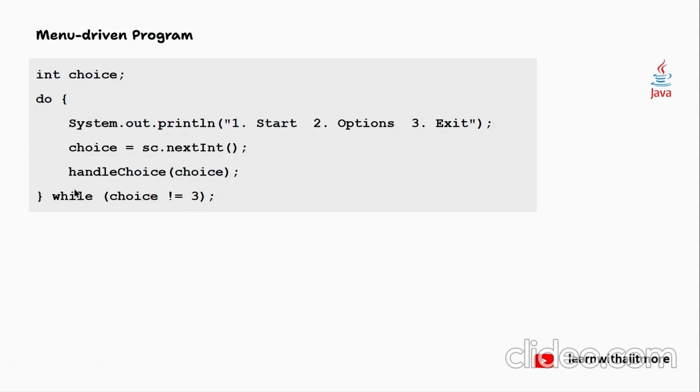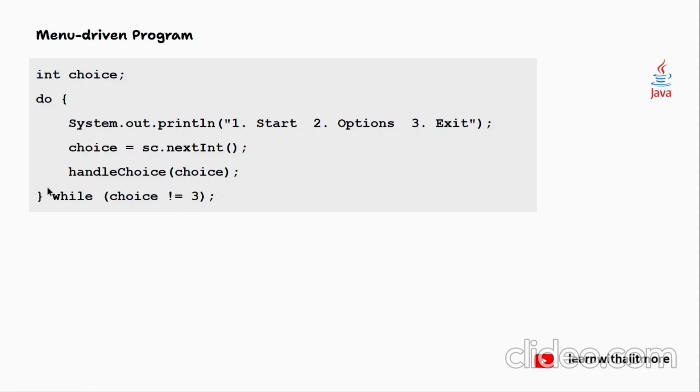Understanding? Okay. So the menu is printed, then you are accepting the choice through scanner object, sc.nextInt. That choice you are passing to some function which is handling that choice. Whatever choice you pass, based on that, it is taking some action inside it. And the loop is repeating till your choice is not equal to 3. Getting, guys? I hope you are understanding. So this is also a best example of do while loop.